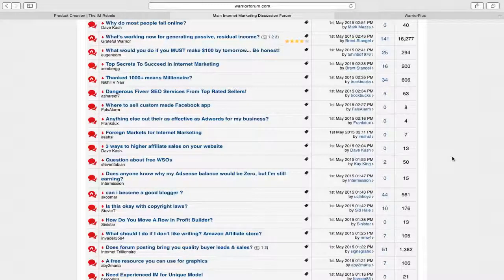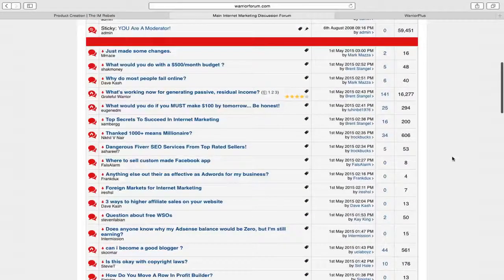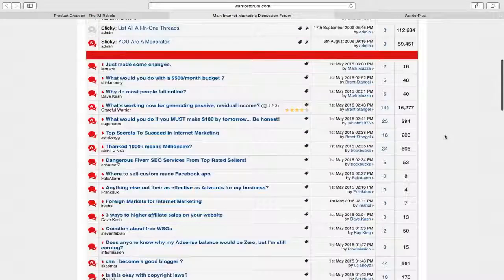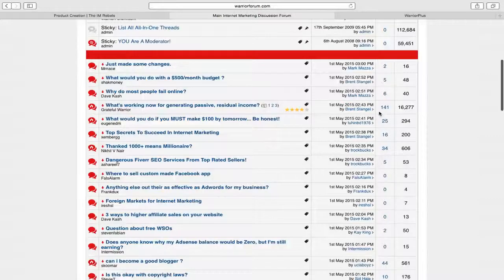Now the next thing we want to look for is the activity, and that means the number of replies. Okay, so we're looking for lots of answers. Here's a super thread: what's working now for generating passive residual income? Who doesn't want to know about that? Let's dig into that thread a little bit. Let's find out the specific questions that are being asked.